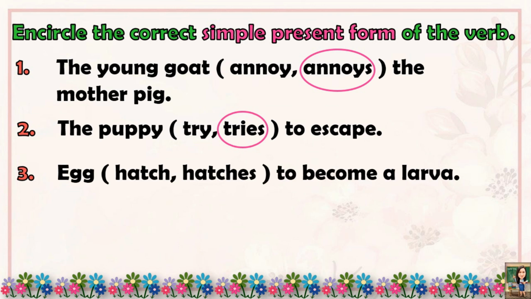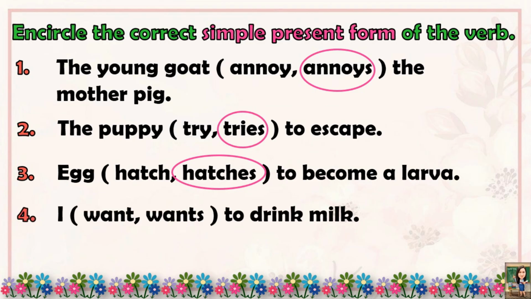Number 3. Egg hatches to become a larva. What is the correct simple present tense? Correct. Hatches. Egg hatches to become a larva. Number 4. I wants to drink milk. What is the correct simple present form? Correct. Want. I want to drink milk.